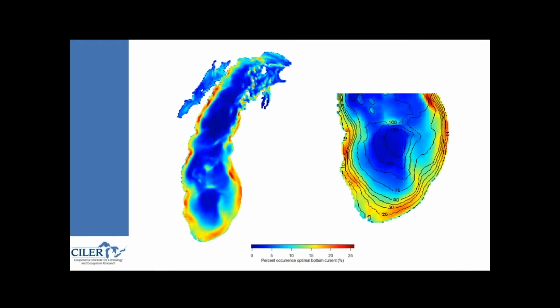And then zooming in on the southern basin and looking at bathymetry, we see areas where current frequency departs from bathymetry, and then we also notice a relationship between current frequency and slope.